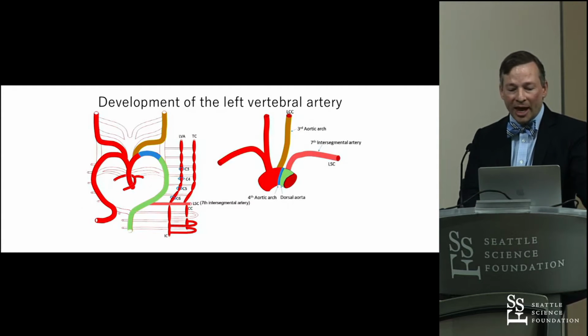If we look at a more schematic view, you see the left vertebral artery and the color coding there. So our fourth aortic arch, our dorsal aorta, are giving rise to the segment where the seventh intersegmental artery is going to arise. That'll eventually become our left subclavian artery, and then the first branch of that being the vertebral.